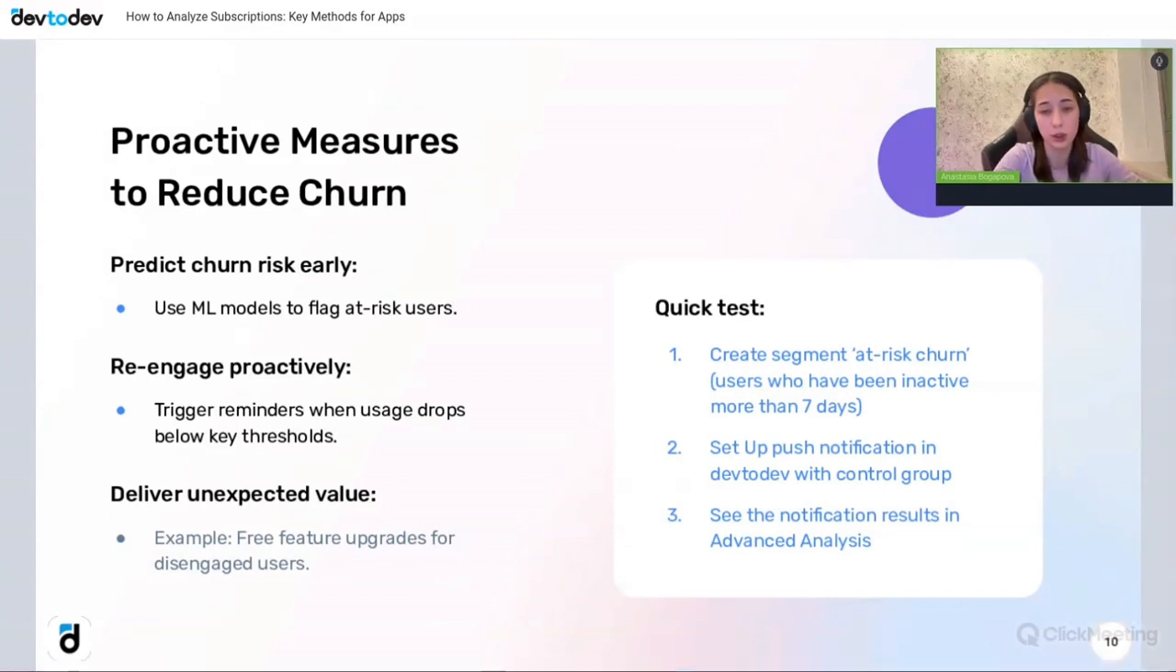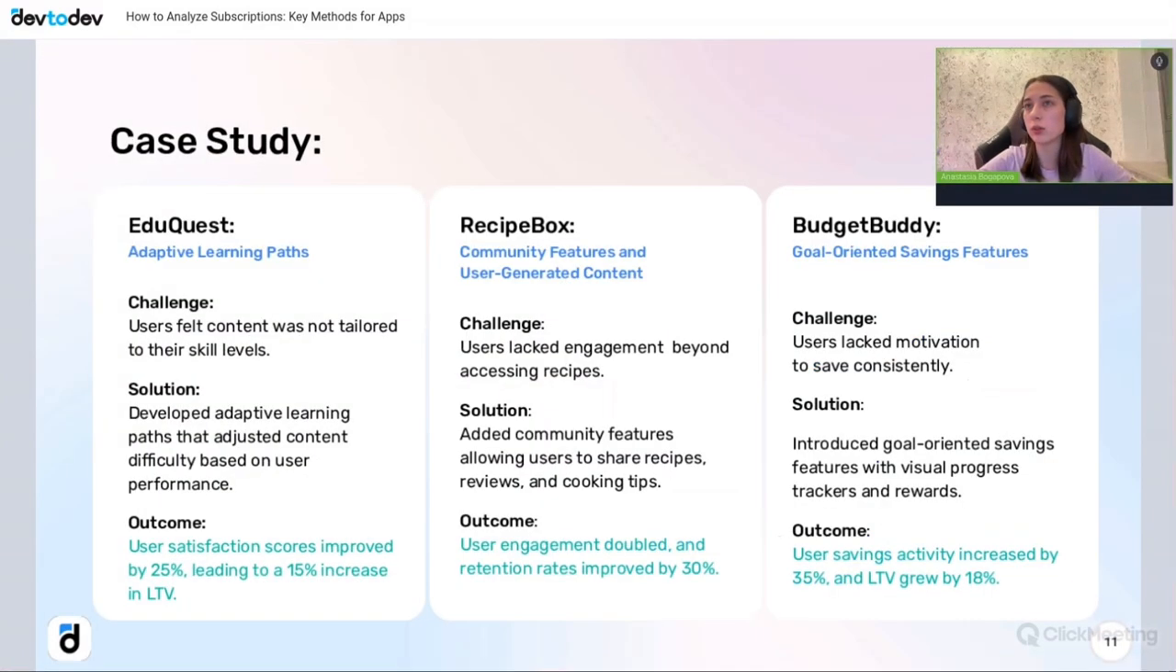Next, focus on re-engagement campaigns. Use some mechanics to re-engage users. Use notifications, reminders, special offers for them. And finally, offer unexpected value. Give users a reason to stay, whether it's a free feature, or free trial period, or exclusive content. These small gestures can make a big difference in reversing churn.